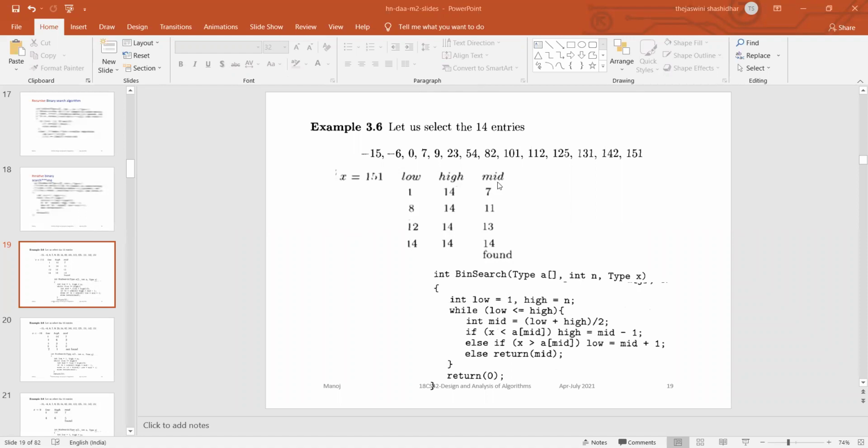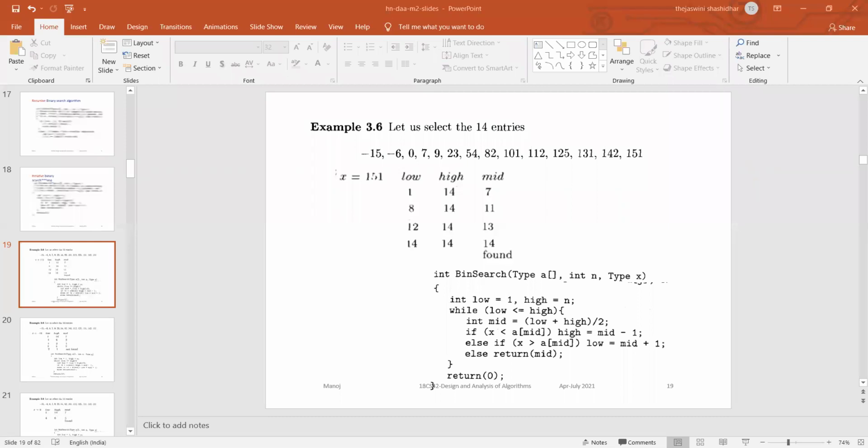So mid is 7. What is A of 7? A of 1, A of 2, A of 3, A of 4, A of 5, A of 6, A of 7. A of 7 is 54. Compare with the key element: 151 is greater than 54. If the key element is greater than the middle element, what do you do?